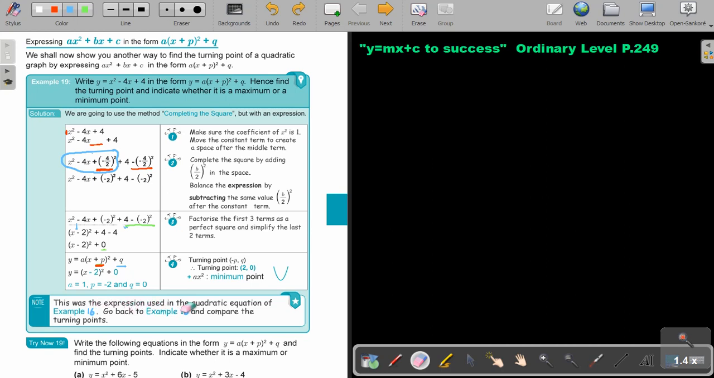Now this is very interesting. This was the expression used in the quadratic equation of example 16. Go back to example 16 and compare the turning points. Now it's going to take me a while. Remember, it's (2, 0), but I still want to show you.